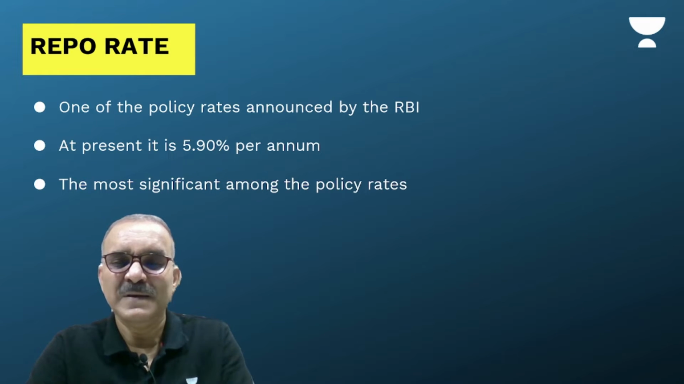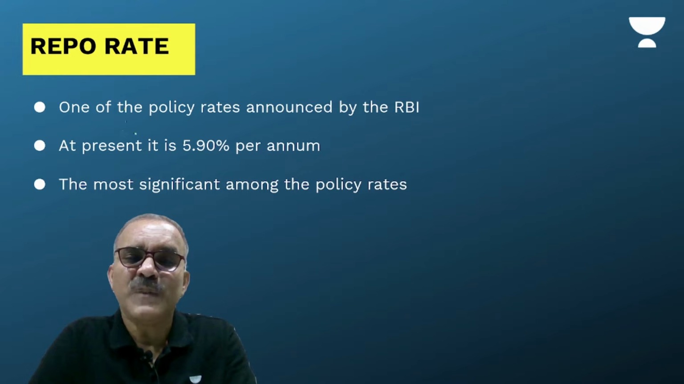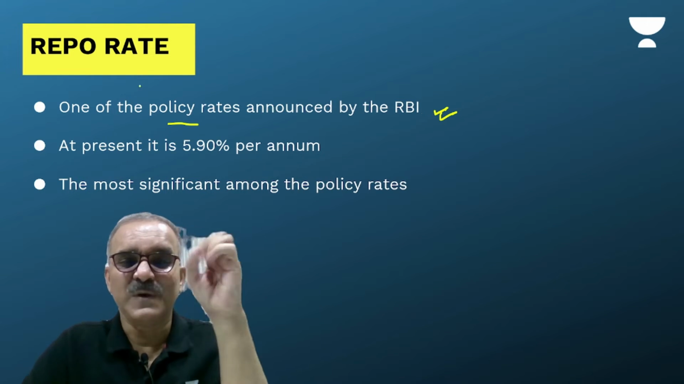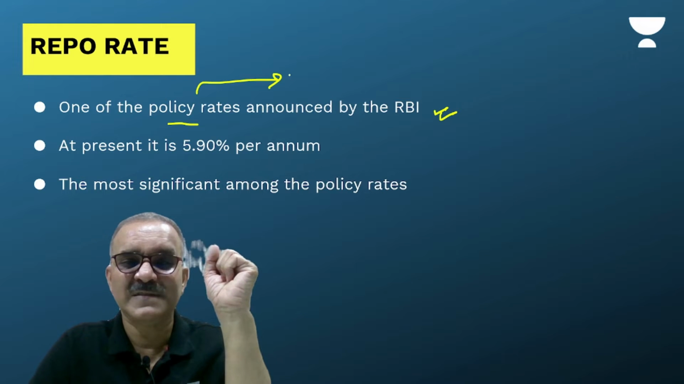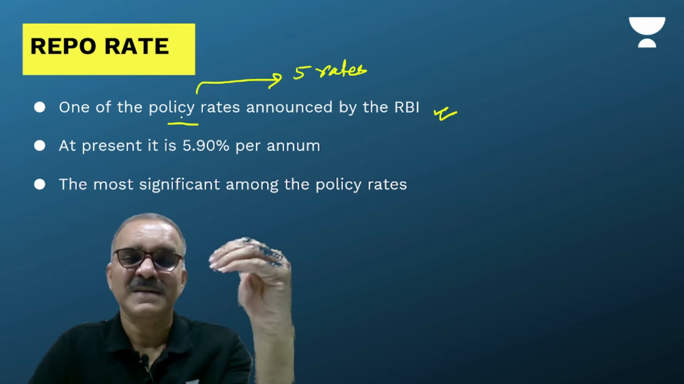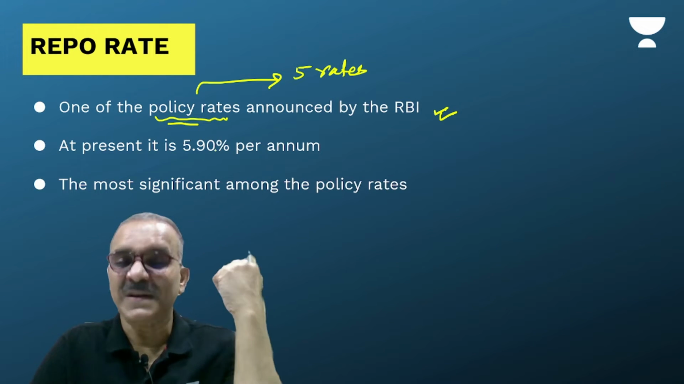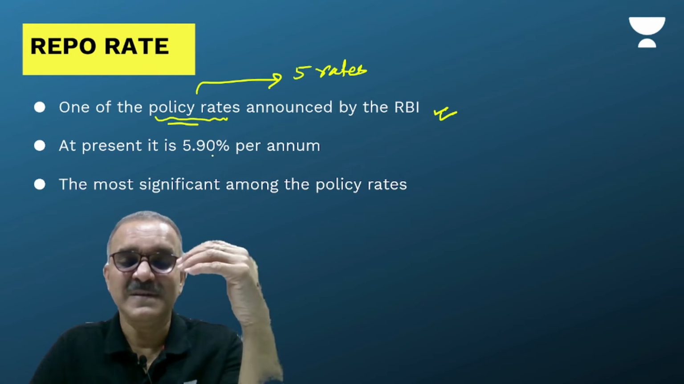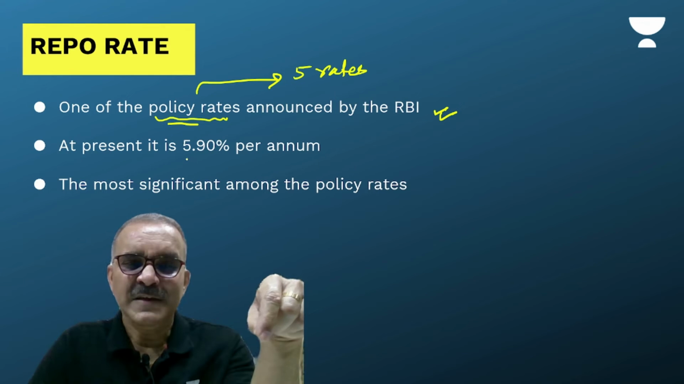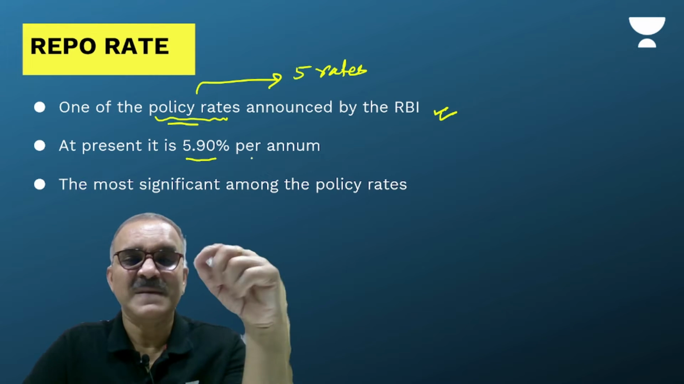Repo rate is one of the policy rates announced by RBI. It means, among the policy rates, how many are there in India? There are 5 such rates in India. One of them is known as repo rate. Presently, by today, it is 5.9% per annum.